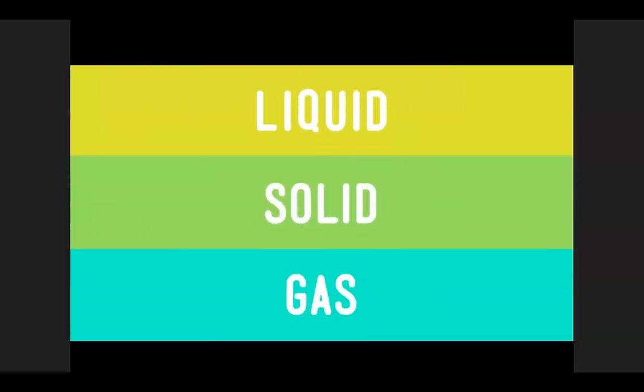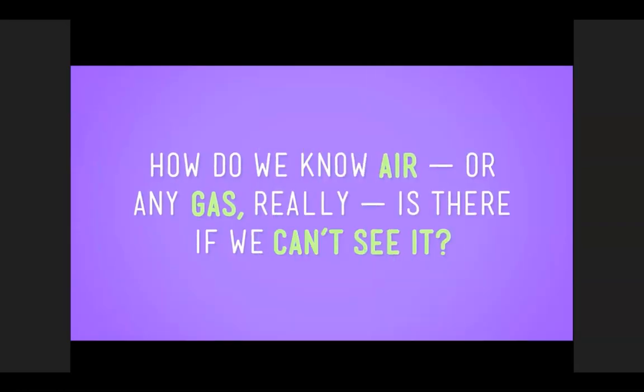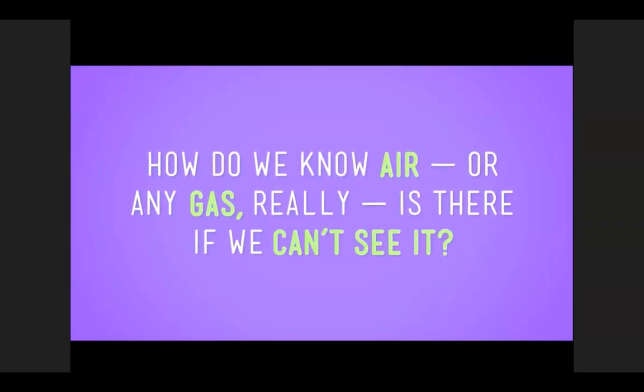Now, you know what's weird? Sometimes matter can't be seen or felt. But it's there. Like the air we breathe. Air is an example of a gas, the third main state of matter, and I probably know what you're thinking. How do we know air, or any gas really, is there if we can't see it? Well, we can prove it by doing an experiment.